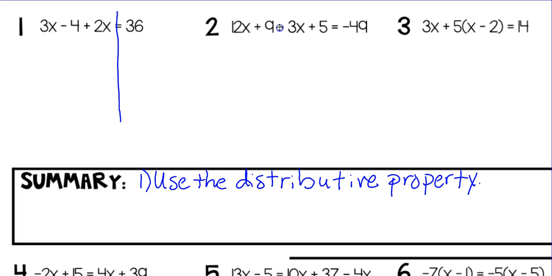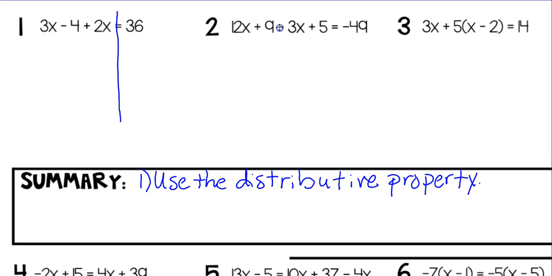I did talk with Miss Lewis, your algebra teacher for next year, and she says she teaches them not to. So I do talk with her a good bit to make sure that what I'm doing in this class is consistent with what you'll be doing next year in algebra. And I don't want you to be confused.